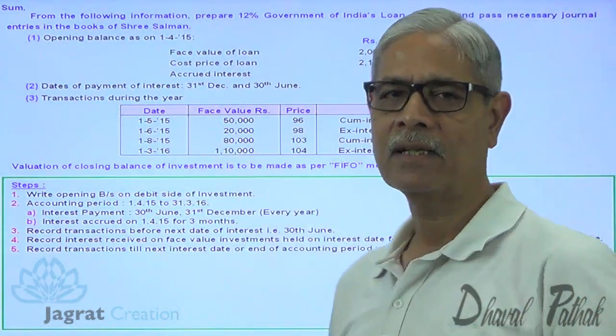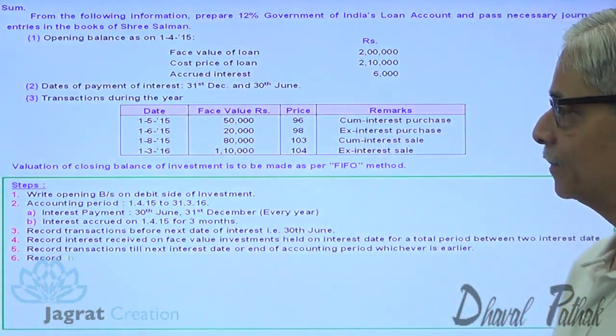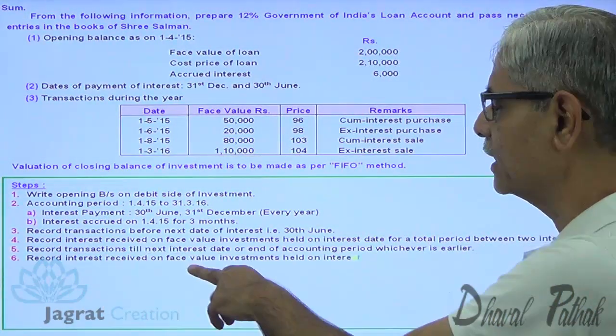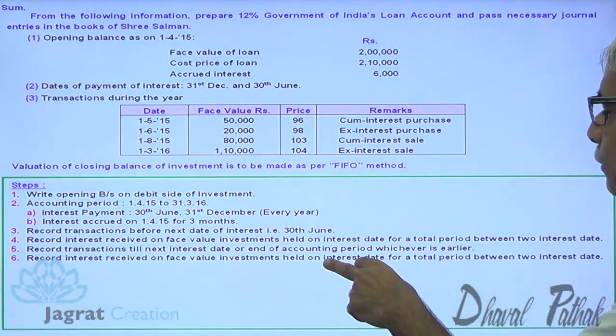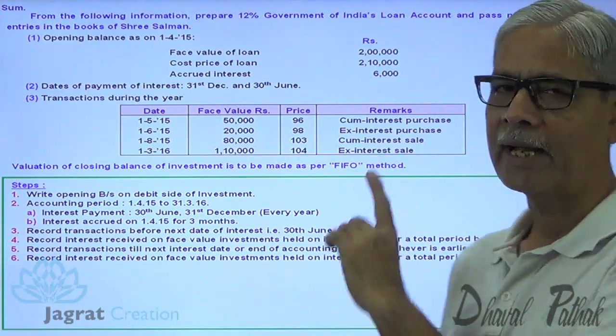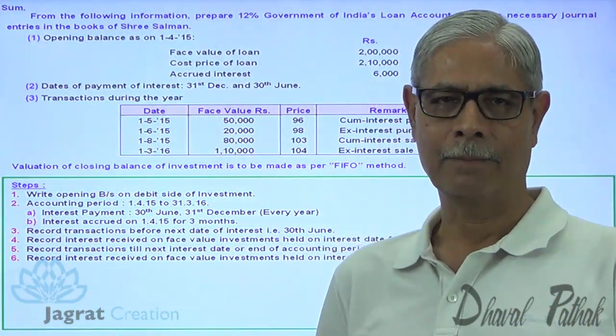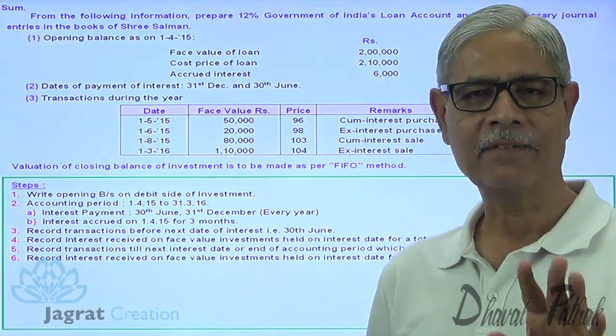After recording this third transaction, I will write the entry for interest received. Record the interest received on the face value of the investment held on the interest date for the total period between two interest dates. So I will record a transaction for interest received on 31st of December. Understand one thing I repeat.